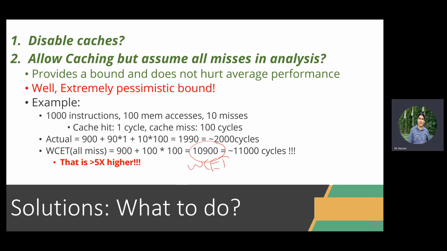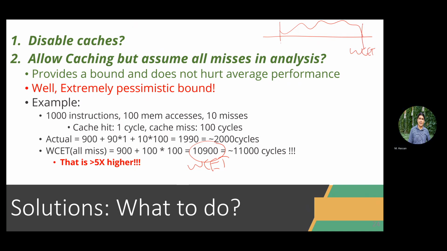Why? Because I took all my computation instructions and multiplied them by their access latency. I took my memory operations and multiplied them by the memory access latency. But if you remember, we had this graph before and we said worst case execution time is here, best case execution time is here, and you have some sort of an average here for the actual execution time.